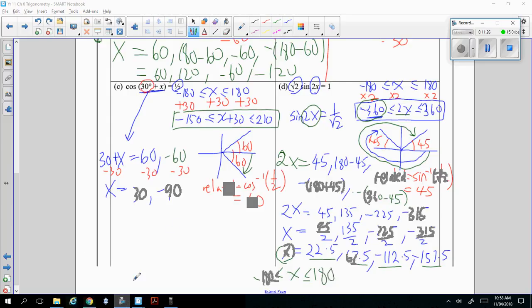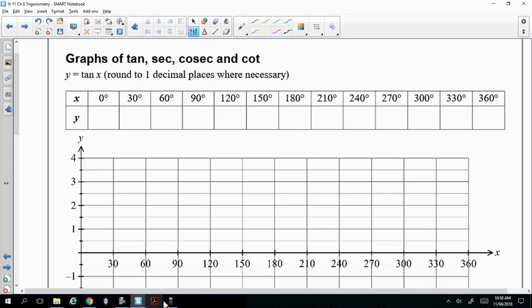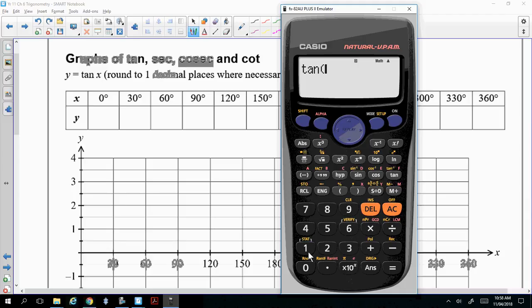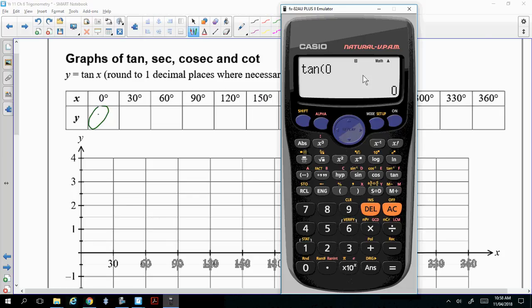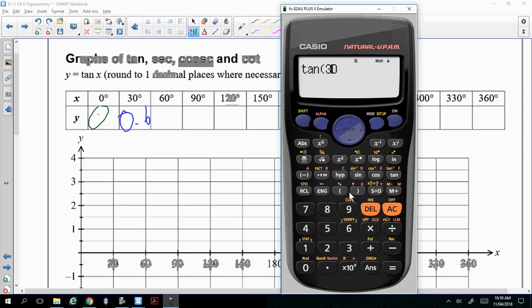We're going to do the tan graph, so what do we do? Use the calculator. So going back here, tan 0 equals 0. Tan 30, what do? 30, put a 3 there. Get 0.5, or we'll just say 0.6 to make it easy. 60 degrees, you get 1.73 or just 1.7.